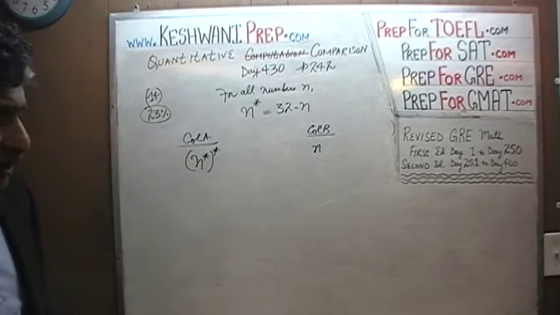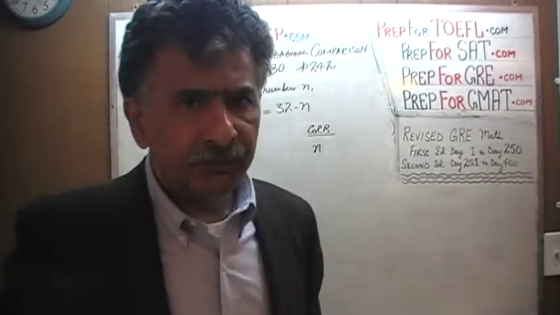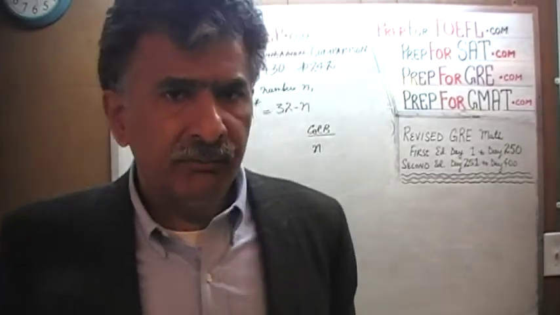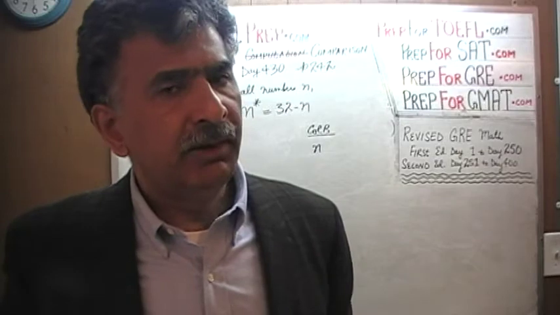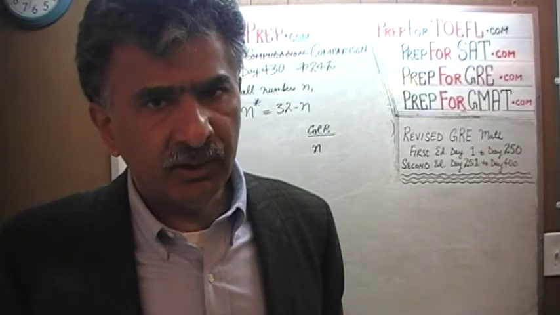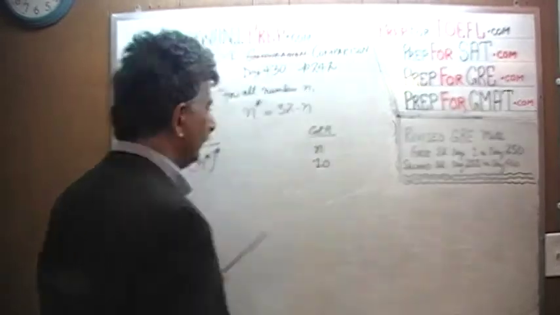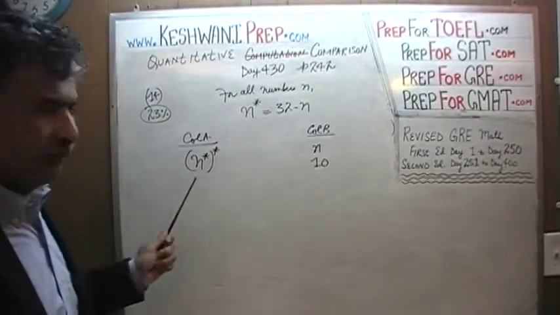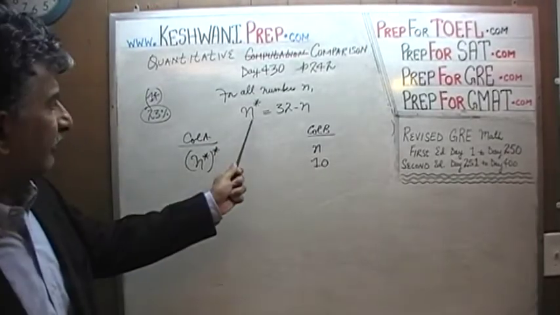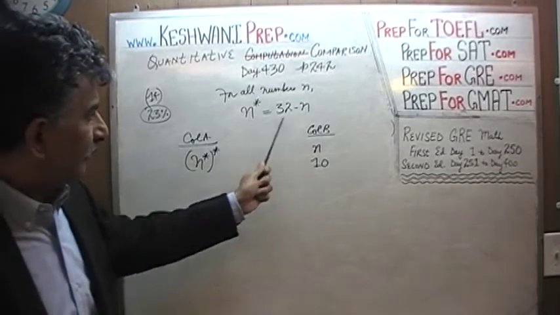Alright, the quickest, the simplest, the most economical way of tackling this question is to simply plug in a number for n. Just plug in some value for n and see what happens. For example, we can pretend that n is equal to 10. Let's plug in n equal to 10 here and see what happens. But before we do that, we have to first understand what this is saying here.